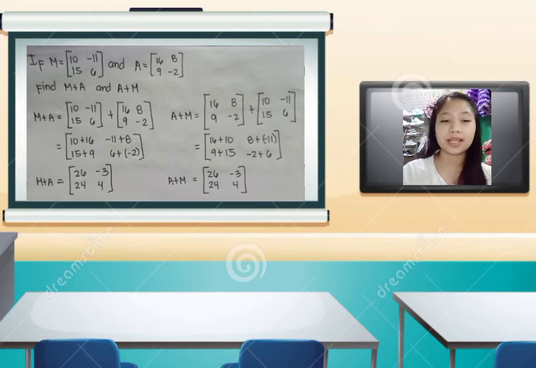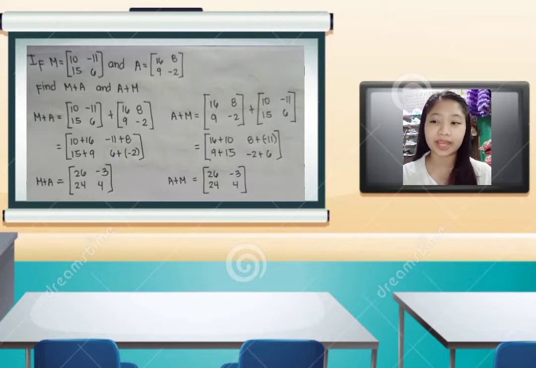So 16 plus 10 is equal to 26, 8 plus negative 11 is equal to negative 3, 9 plus 15 is equal to 24, and negative 2 plus 16 is equal to 14. So in this example of addition of matrices, the sum of M plus A and A plus M are equal to each other, and the answer is 26, negative 3, 24, and 14.